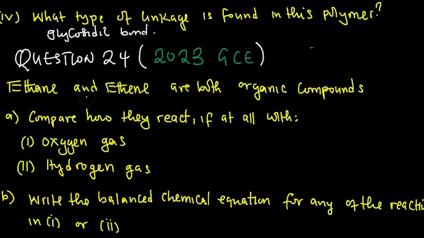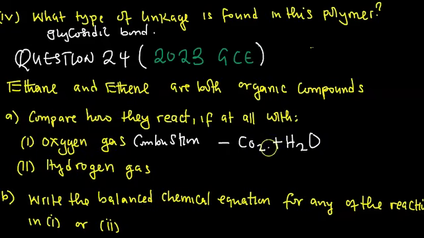Then this one is coming from 2023, that is GCE. Ethene and ethane are both organic compounds. Compare how they react, if at all, with oxygen. So oxygen, it has to do with what? Combustion. So they both undergo combustion reaction, and of course produce carbon dioxide and water. That is in plenty supply of oxygen. But in limited supply, they produce carbon monoxide and water. In short, they both undergo combustion reaction. So for oxygen, they both react.